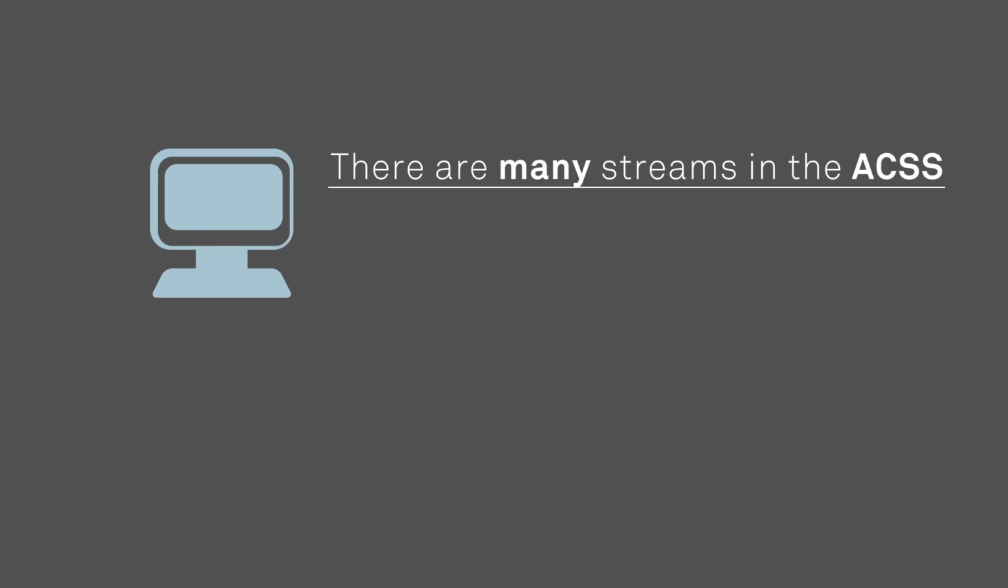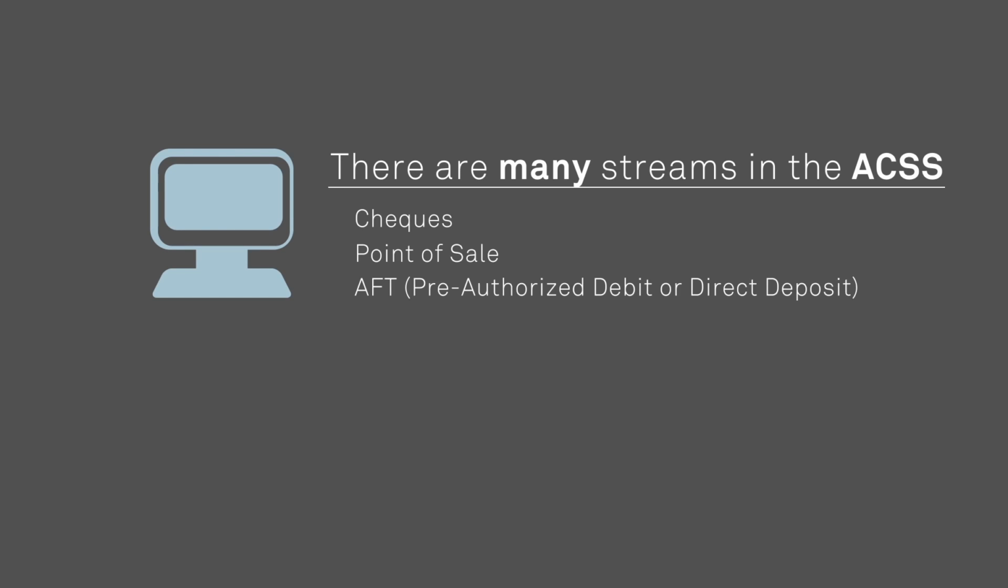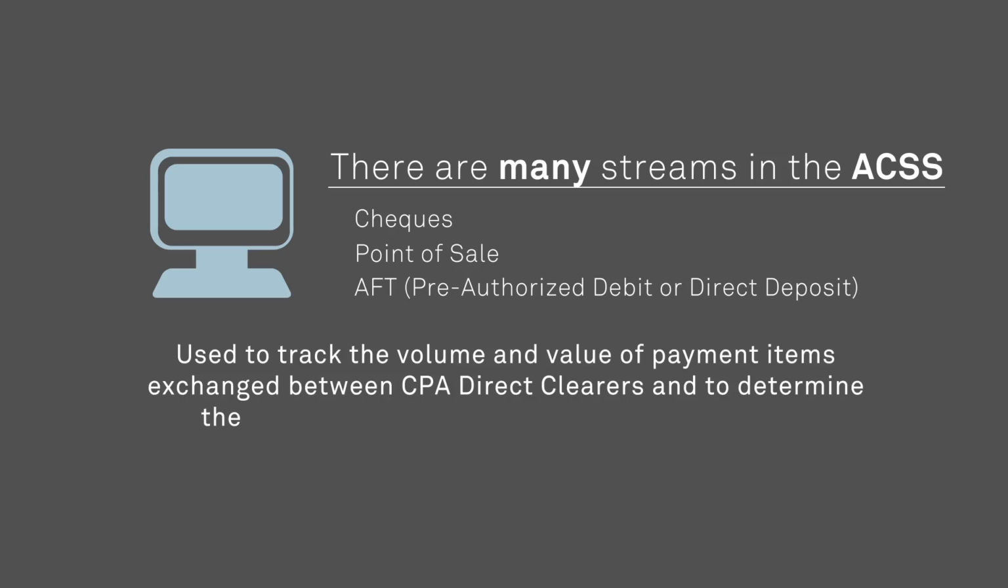For example, entries can be made for checks, point of sale, automated funds transfers such as pre-authorized debit or direct deposit. In this respect, the ACSS is a computer system used to track the volume and value of payment items exchanged between CPA direct clearers or group clearers and to determine the balances due to and from each direct clearer both on a bilateral and multilateral basis.